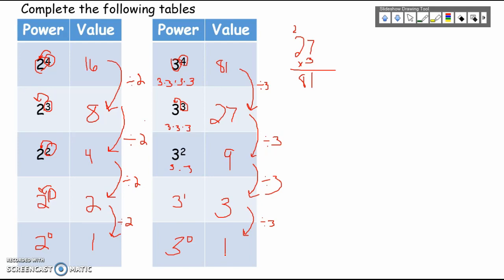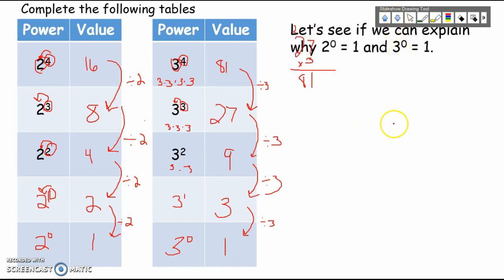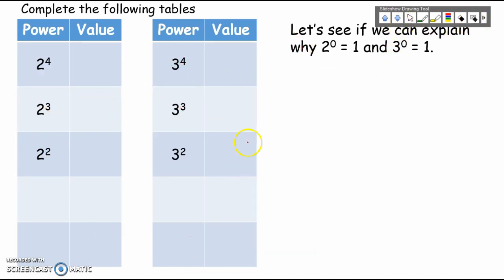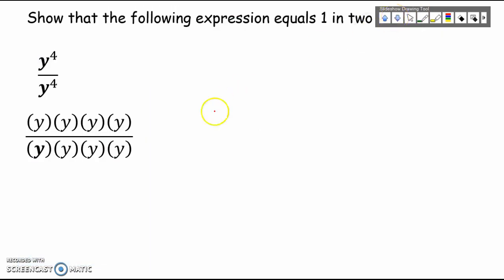So we had 2 to the 0 power is equal to 1. We had 3 to the 0 power is equal to 1. So what does that really mean? Let's take a look at the next page and figure out if any base raised to the 0 power is actually 1. Let me erase this page. There we go. And let's move on to the next one. Awesome. All right. Now we're going to see if we can prove it a different way.